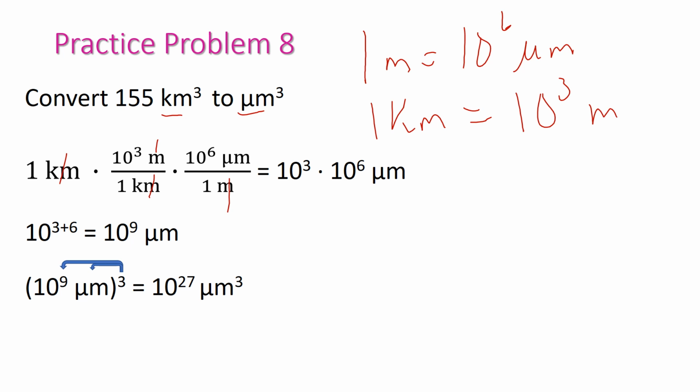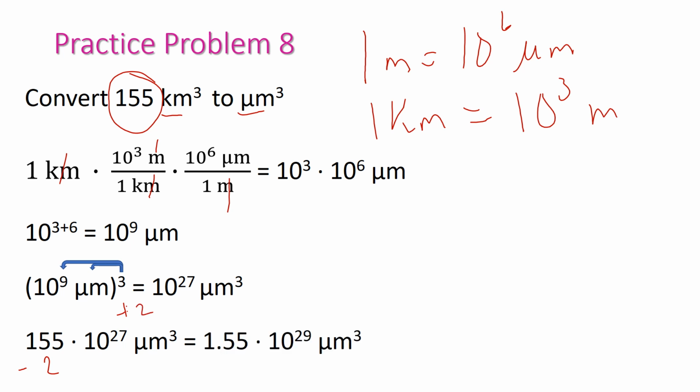But we're converting 155 of these, so you do 155 times 10 to the 27. Now we're over by 2 orders of magnitude. We need to take away 2 orders of magnitude here. So we add them back to here. Our final answer, 1.55 times 10 to the 29 micrometers cubed.